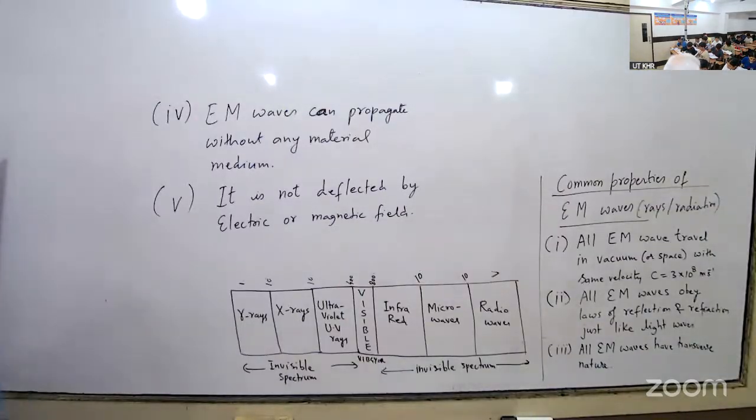Then there is a table given in your book which summarizes the properties of electromagnetic waves. In your notes, this is given, but go through the book, I would advise. It is the same thing reproduced here, so you can go through each line.